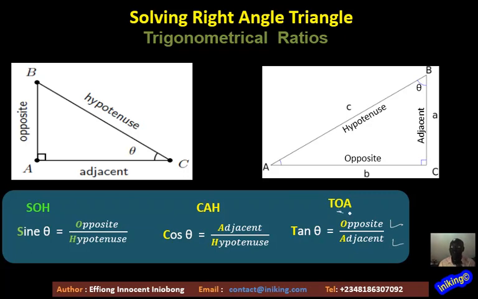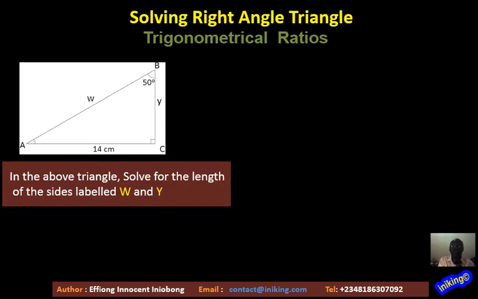That's why you arrive at what? At TOA. Now with these three tools, we can handle trigonometrical problems, so we can handle a right angle triangle when Pythagoras cannot do it. Look at our first example. Here we have a right angle triangle ABC. We are asked to solve for the sides labeled W and Y.